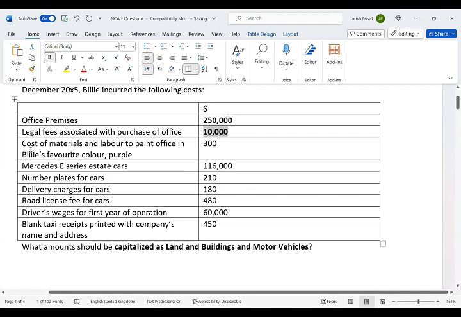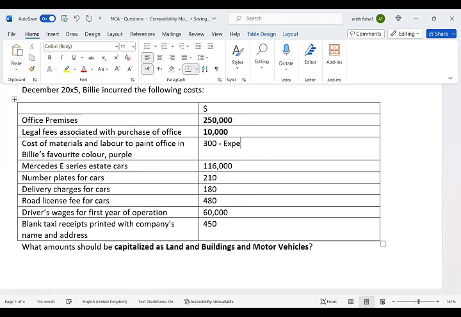But if you look at this amount, cost of materials and labor to paint office in Billy's favorite color, purple. So this doesn't add any economic benefits for the organization for this limousine taxi services, and hence this would be considered an expense in the income statement.